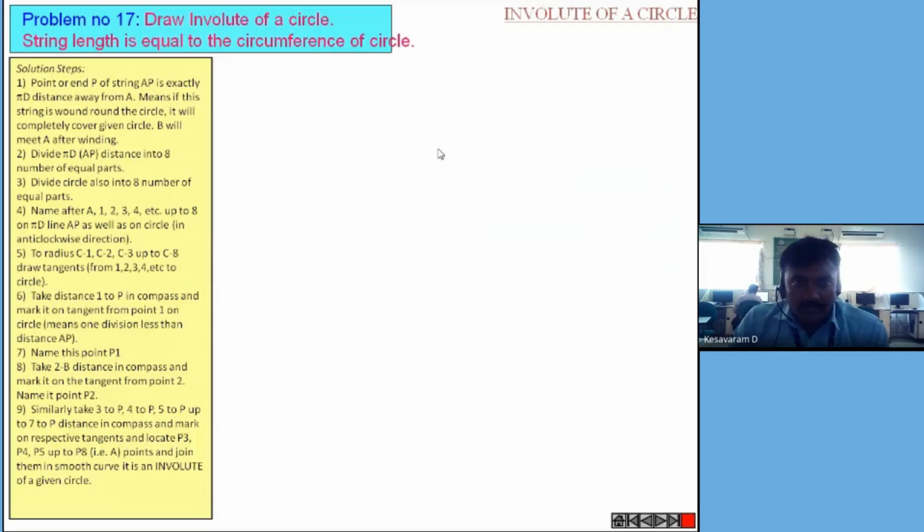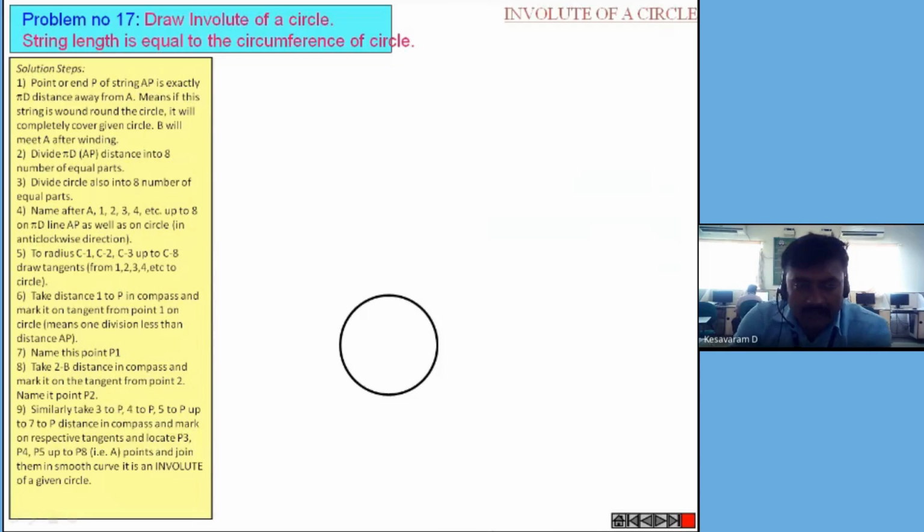First we have to read the given problem carefully. Draw an involute of a circle. The string length is equal to the circumference of the circle. Okay, one string is wound on a cylindrical pole or a circle, and it is going to be unwound from the circular pole. For that, the diameter or radius of the circle will be given in the problem.